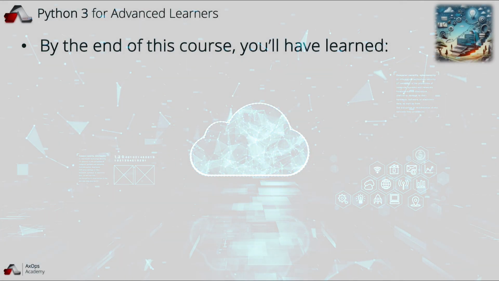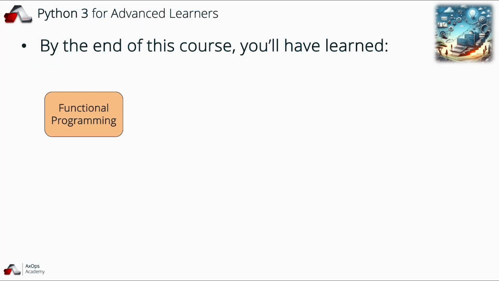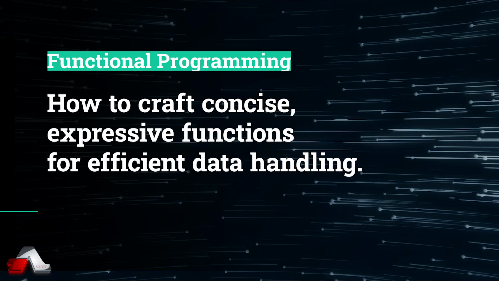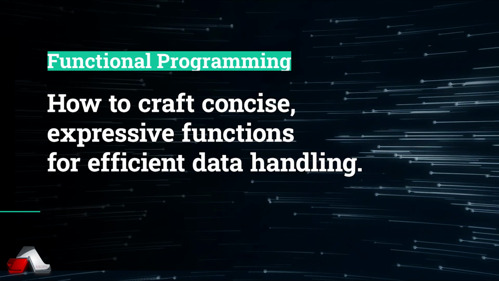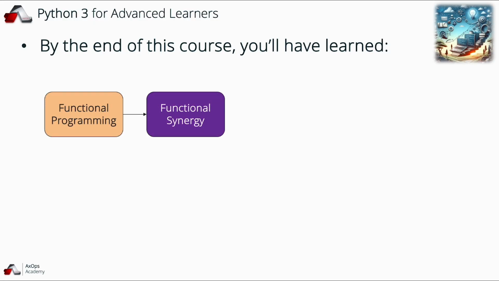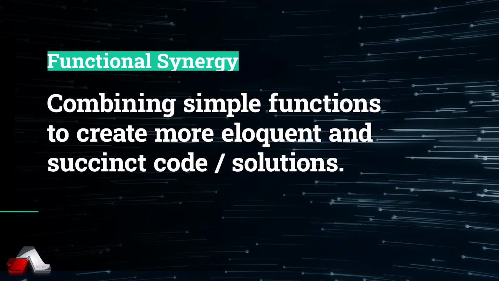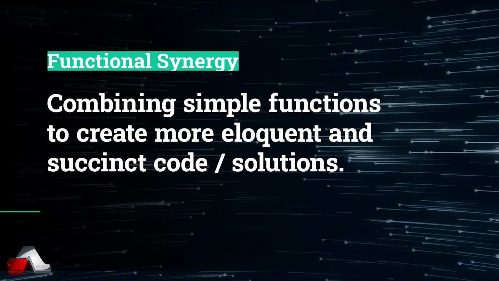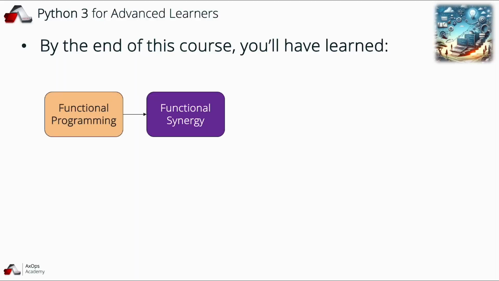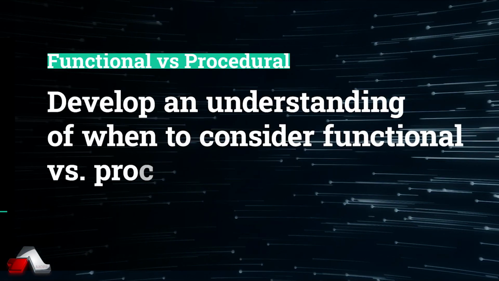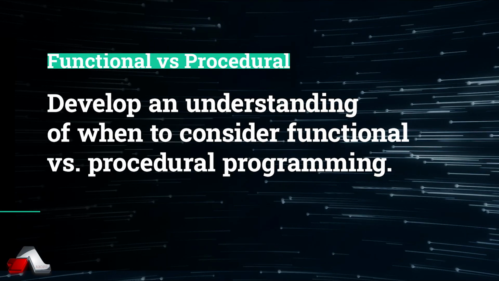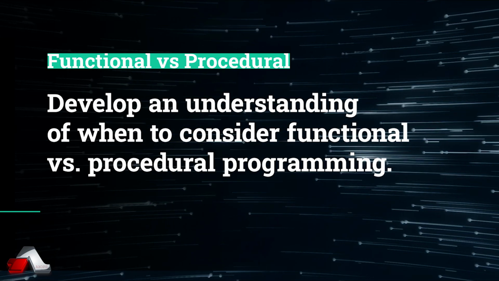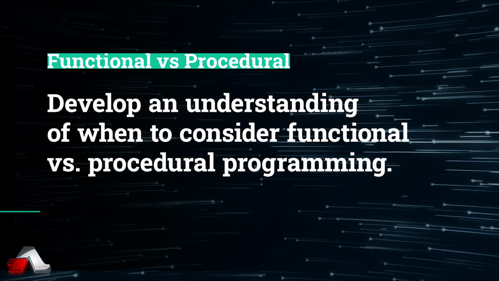Therefore, by the end of this course, you'll have learned functional programming, how to craft concise, expressive functions for efficient data handling. You'll have learned functional synergy, or how to combine simple functions to create more eloquent and succinct code than lengthy procedural code or complex object methods. You'll have developed an appreciation for functional versus procedural or object-oriented programming through a thorough understanding of when to consider functional versus procedural programming, and therefore inform your approach to software design in general.